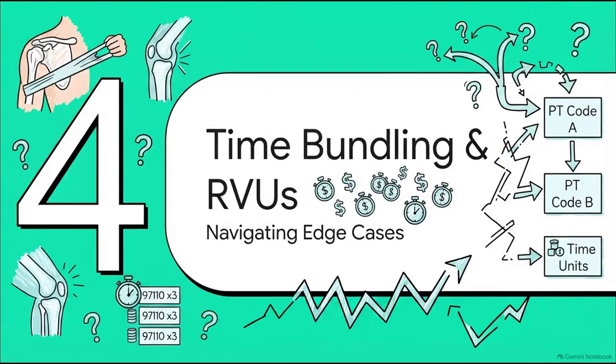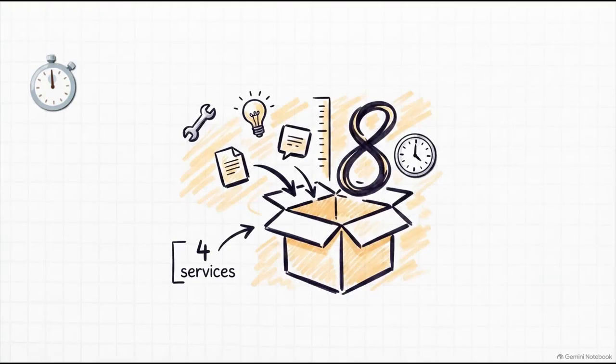Simple, right? Next up, Section 4, Time Bundling and RVUs: Navigating the Edge Cases, because the math isn't always that clean. What happens when individual services actually fall short of that magical 8-minute mark? This is where time bundling swoops in to save the day. If a clinician performs 2 different time-based services for, say, under 8 minutes each, you don't just lose that time forever. You can actually bundle their times together. If their combined time reaches that crucial 8-minute threshold, boom, you can bill for at least 1 unit.